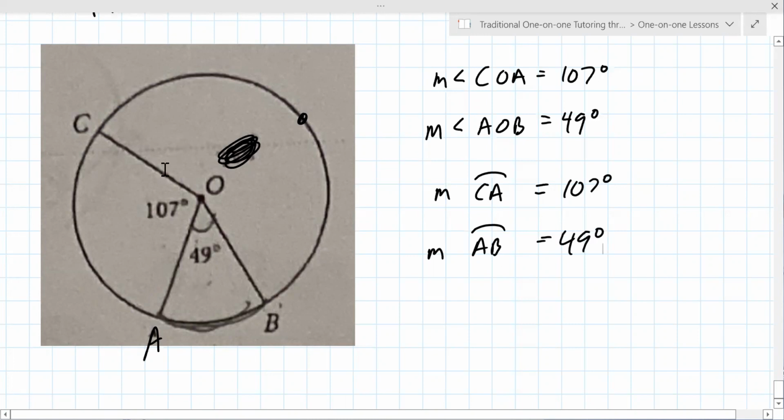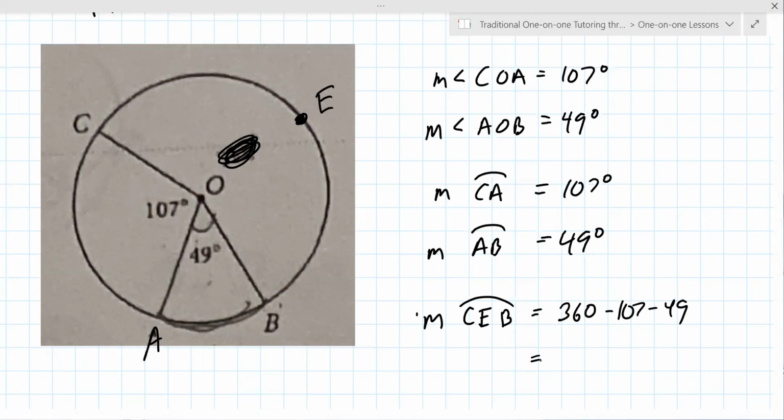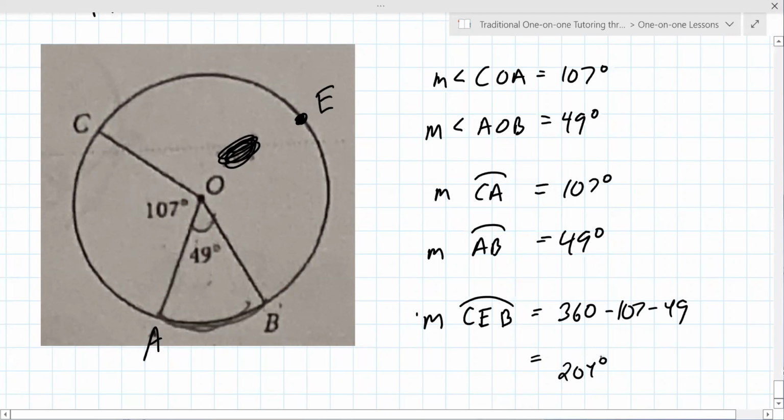Okay. So now the other side of this circle, we have to give it a letter. If I wanted the measure of arc CEB, we know that if you go from C all the way around the circle, it's 360. So we've got to subtract out the 107 and the 49 from 360. That gives you 153 minus 49, that's 104. I'm pretty sure. Yes, 204. Oh, my bad. Yeah, you had it right, and I covered it up.